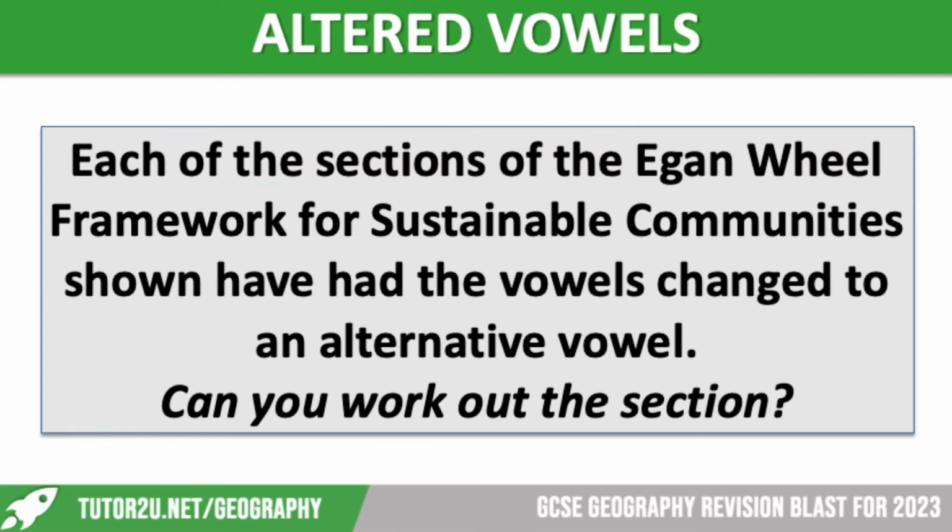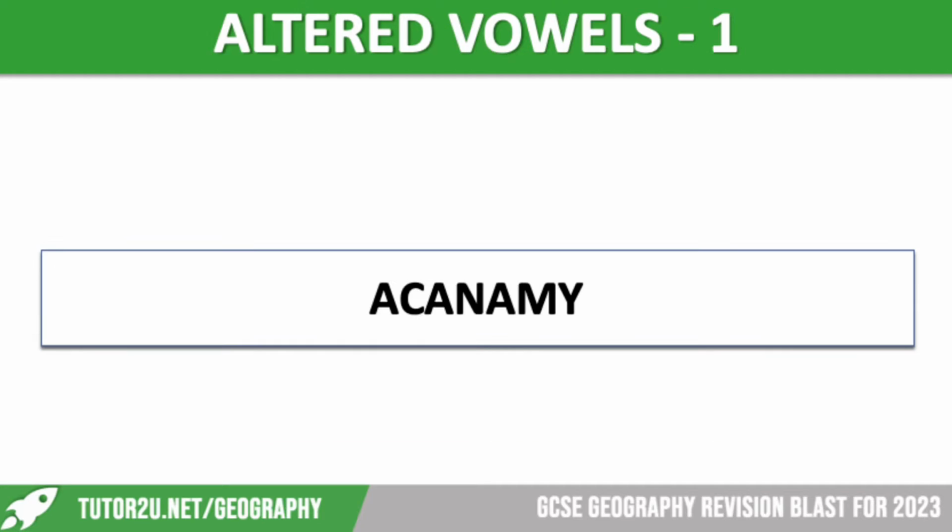Right, we're going to move on to an altered vowels activity. So the altered vowels activity is looking at segments of the Egan wheel framework for sustainable communities. Now this is a wheel that is divided up into 8 different sections, and these are the things that we would expect to see in a sustainable community. Now in this round, each of the vowels in each word has been changed to a different vowel. So you need to work out what the section is. So this is our first one. Leave it up on the screen for a moment. So remember, it's not an anagram, it's just the vowels have been changed.